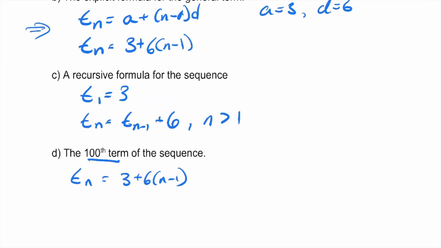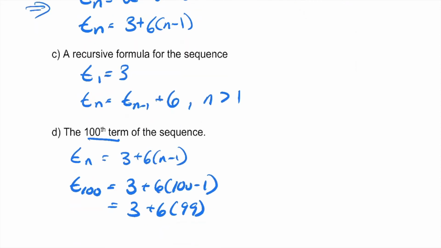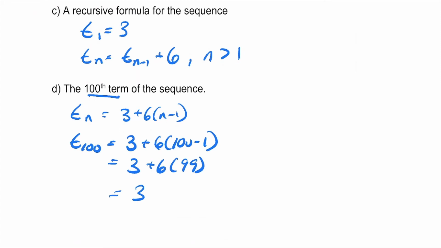To calculate the 100th term, when n is 100, T of 100 is going to be 3 plus 6 times 100 minus 1, which is 3 plus 6 times 99. 6 times 99 is really 6 times 100 minus 6, so that's going to be 594. Therefore T of 100 is 597.